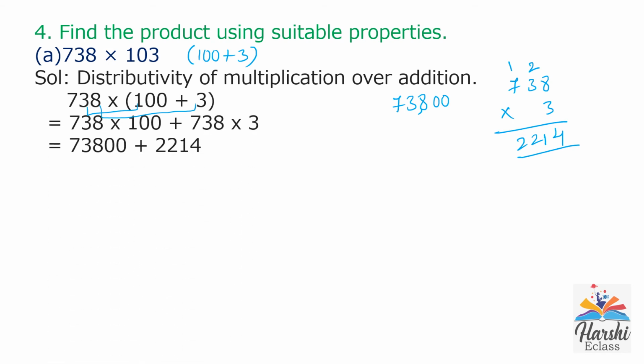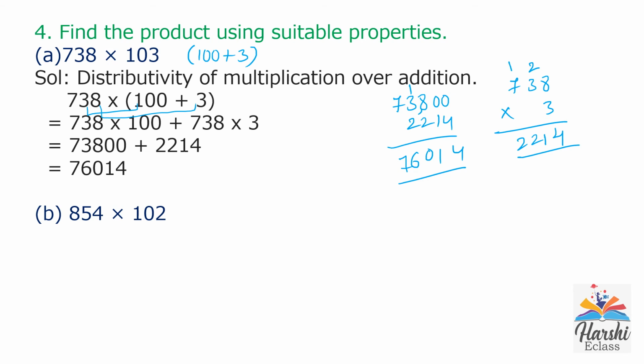Okay. Now add those two numbers. 73,800 plus 2,214, that is equal to 4, 1, 10, 1 plus 3, 4, 4 plus 2, 6, then 7, that is 76,014.